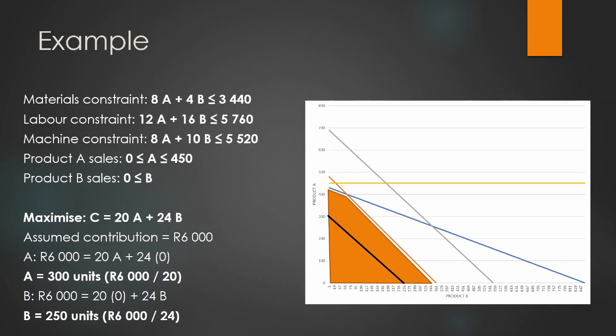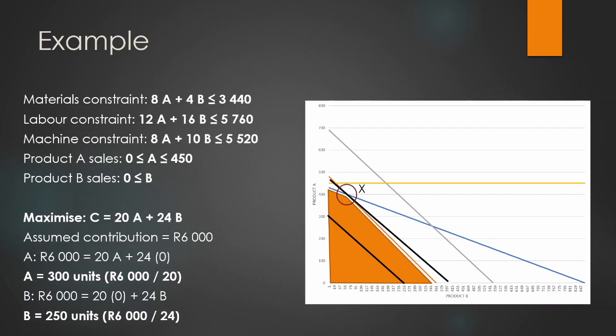Here we see that the last point where our objective function touches our feasible production area is at the intersection of the material and labor constraint, which I have highlighted as point X. We can now read the point off the graph to get our optimal production of products A and B. However, reading off a graph can be problematic, as the optimal solution can be difficult to see.